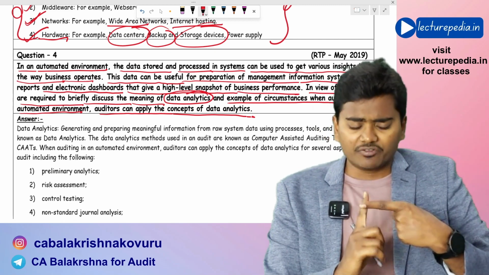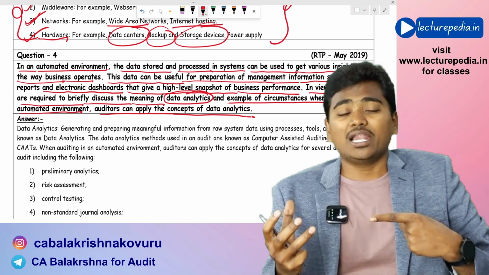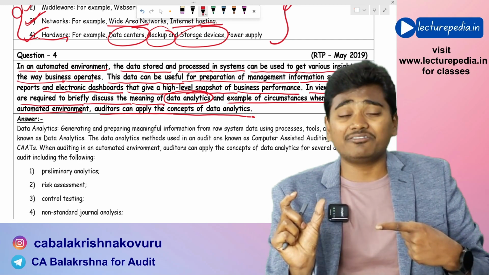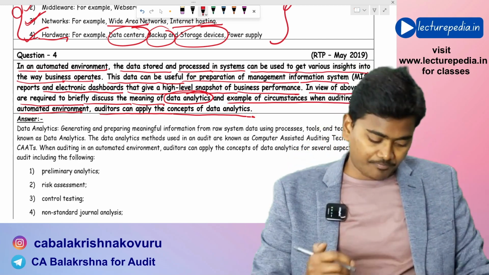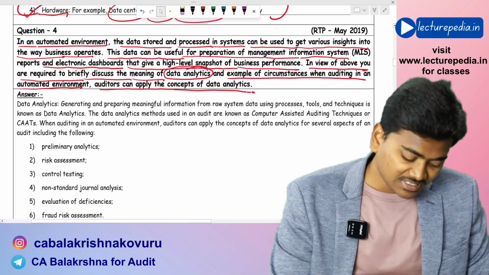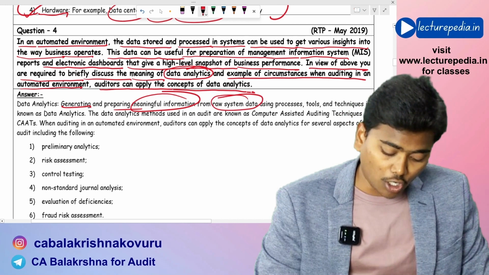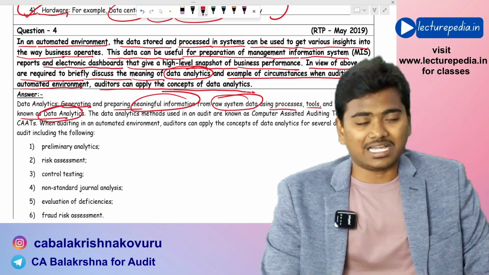With the help of data analytics, you can gather meaningful information from the raw data. That is the definition of data analytics. Generating and preparing meaningful information from the raw data using processes, tools, and techniques is known as data analytics.